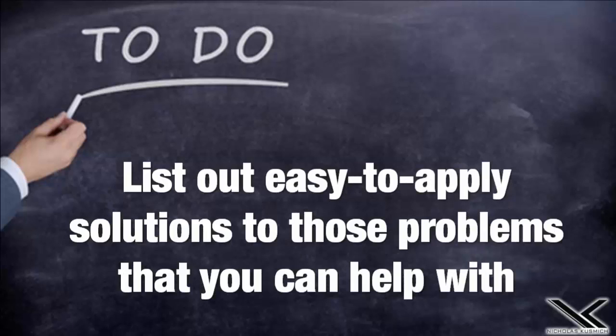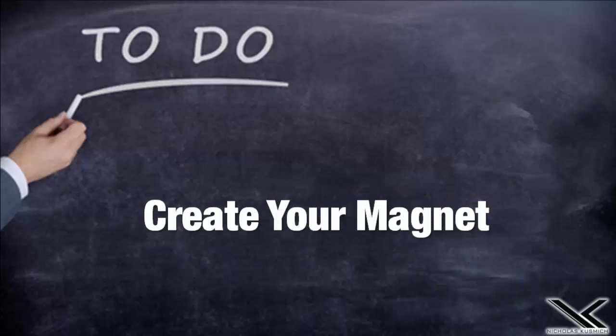Now from that, number 2, we want to list out easy to apply solutions to those problems that you can help them with. Remember, this is building up for our magnet. So once you know your target market's greatest problems, now you want to list out some really easy to apply solutions to these problems that you specifically can help them with. And then once you know those 2 pieces of information, the third one is easy. Then you create your magnet or magnets, plural, because you don't necessarily just want one magnet, you want a bunch that you could put out there.